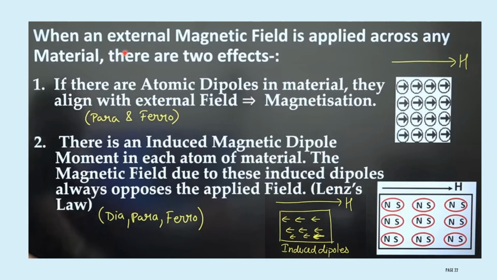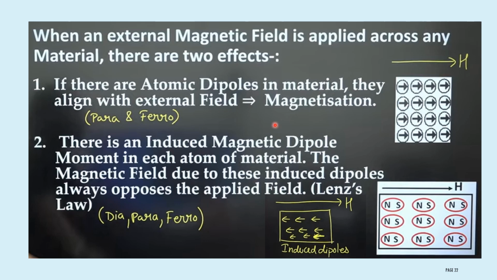When an external magnetic field is applied across any material, there are two effects. First, if there are atomic dipoles in the material, they align with the external field. That one we will call magnetization. If the material has atomic dipoles, then with the help of an external magnetic field, those atomic dipoles will get aligned in the proper direction. Then that material will get magnetized. That process we will call magnetization.